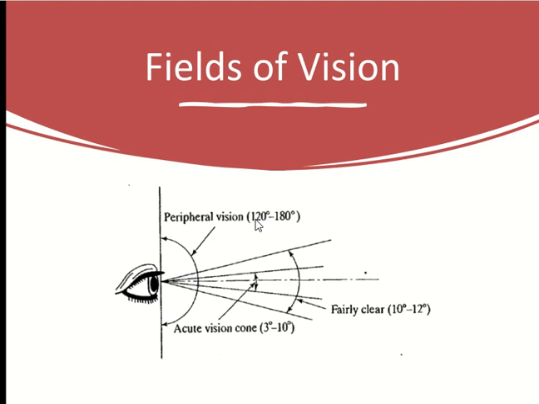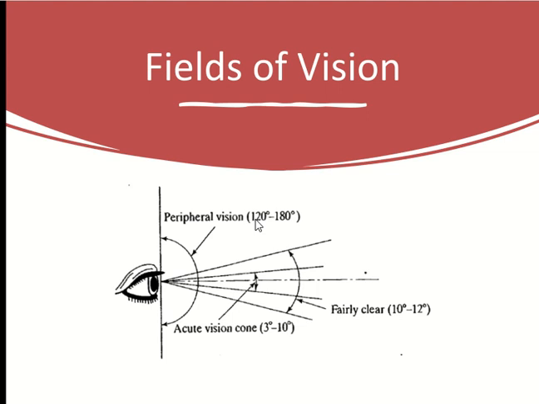From the point where you are looking, your range of vision is divided into 3 categories. So this is my 0. I'm looking here. From this 0, my vision is divided into 3 ranges: acute vision, fairly clear vision, and peripheral vision. From this line of sight, acute, fairly clear, and peripheral.